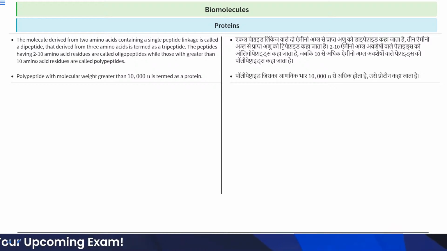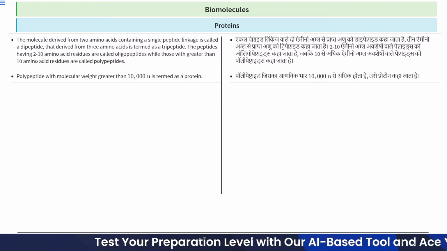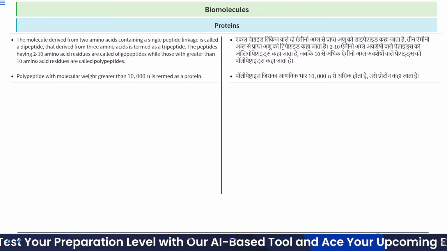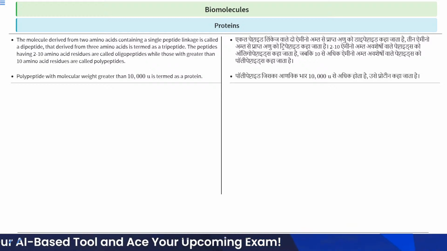A polypeptide with a molecular weight greater than 10,000 units is termed a protein. So you can term a polypeptide with a molecular weight greater than 10,000 units as a protein.